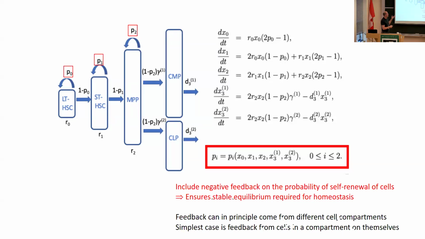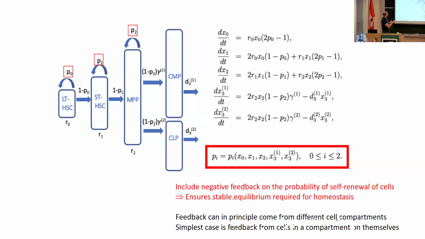you before with a simple model. It just includes these different compartments. Now it's a little bit more complicated. And again, we assume that there's feedback going on, negative feedback from cell populations onto the rate of self-renewal, like I had it in the simple model. And there can be various assumptions about that.